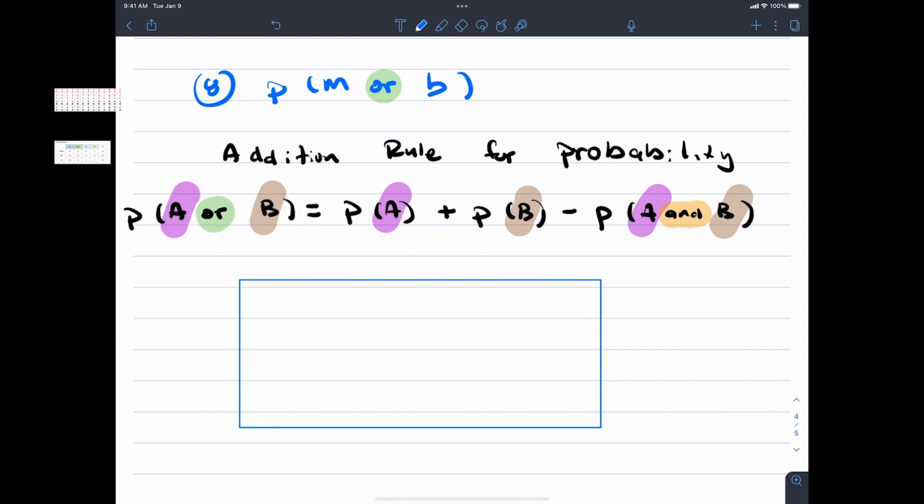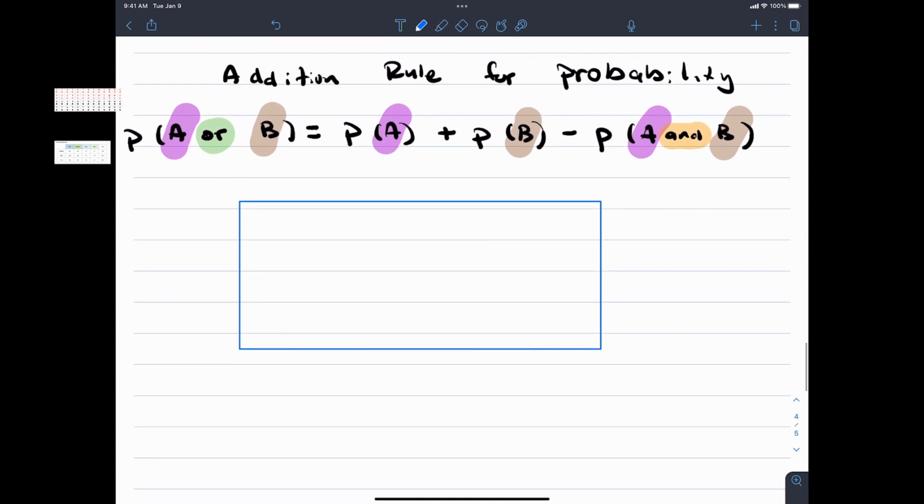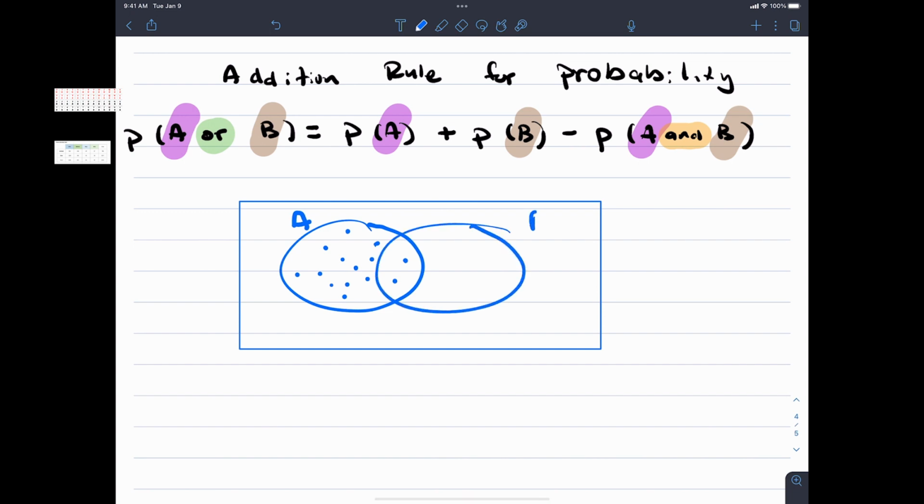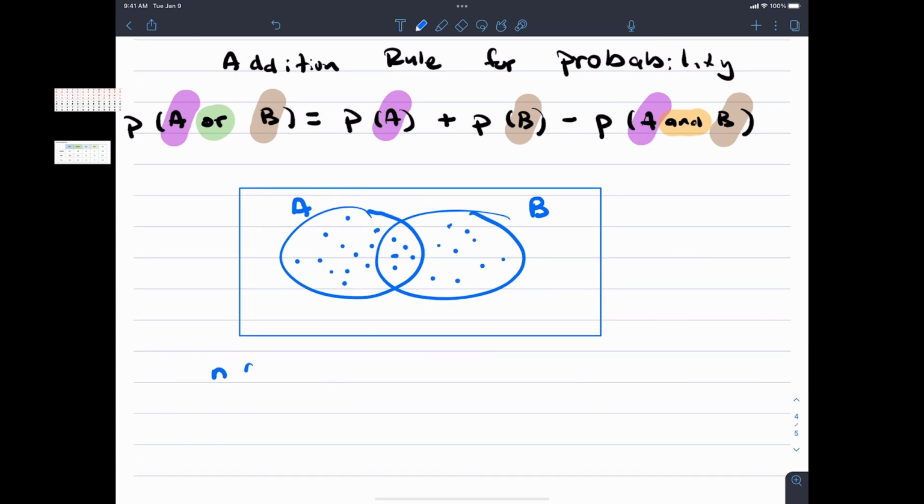The proof involves, again, yet a Venn diagram. This is everything that's in A, okay? All these dots, we're going to count them. And then this is everything that's in B. Notice some things are in both, okay? So I'm going to count the number of things that are in A or B now. Here's how we count. It's based on the addition rule for counting.